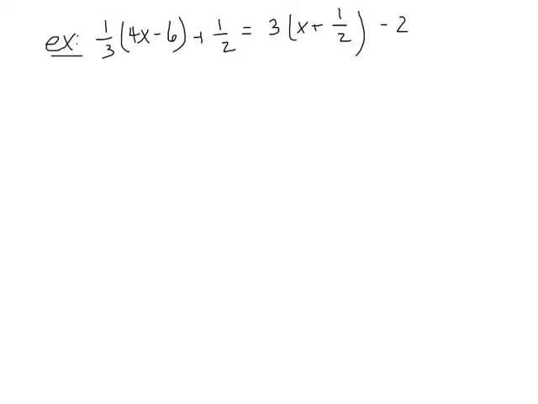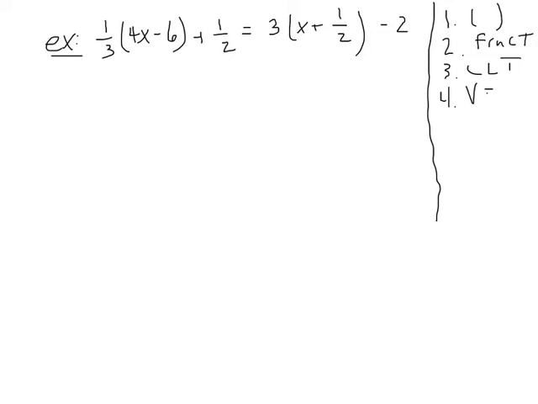And here's a final example where we're going to need to use all of our steps. So let's just remember what the steps are. First step is clear the parentheses. Second step is to clear the fractions. Third step is combine like terms. Fourth step is to get your variables on the left and your constants on the right. That's really your fourth and your fifth step. So we'll call this 6. And our last step is divide by the leading coefficient.